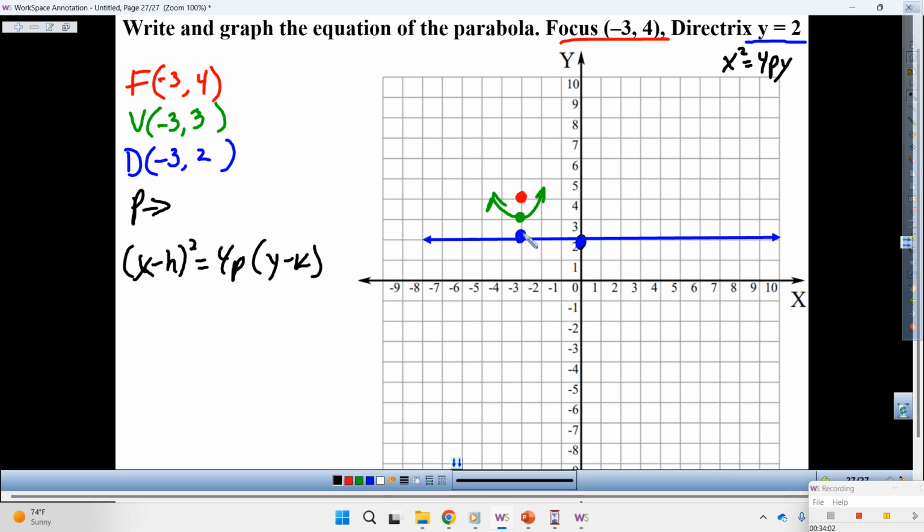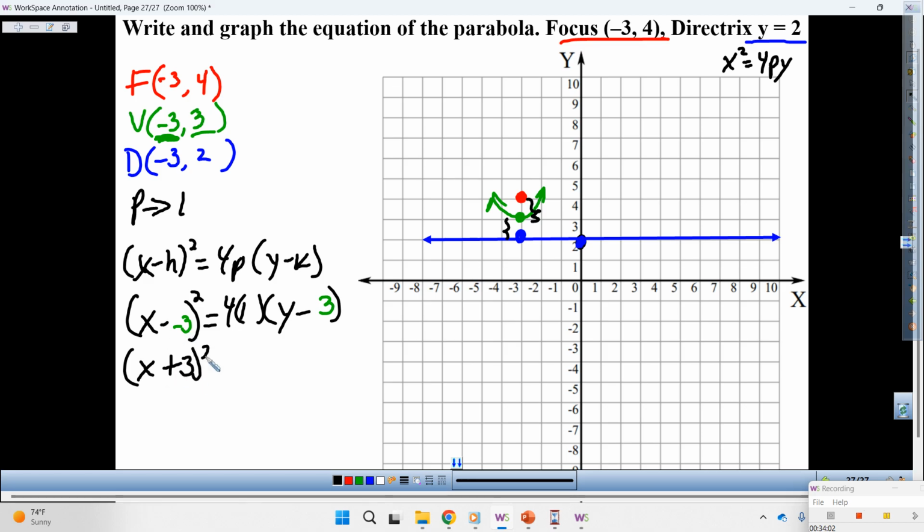So what is P, everyone? What's this distance here and here? P is 1. That is correct. So x minus blank squared, 4 parentheses, y minus blank. So h is now what? Negative 3. K is 3. And P is 1. So x plus 3 squared equals 4 times 1, which is 4, times y minus 3. Hands up if you got that by yourself.